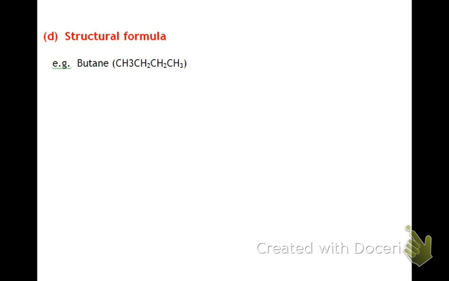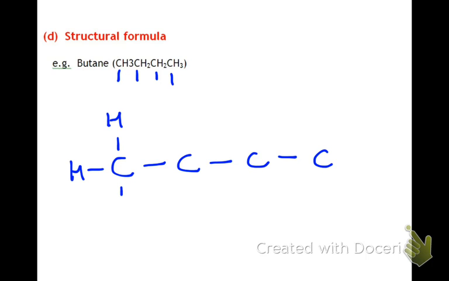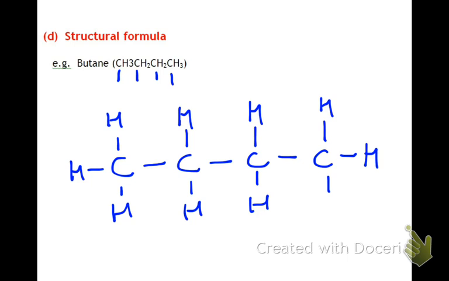Butane's another good example of this. If we had to draw butane, it's got 1, 2, 3, 4 carbon atoms, so we can just draw them in a straight chain. There are 4 carbon atoms, and the first carbon's got 3 hydrogens around it, the second has got 2, the third also 2, and then the end carbon again has got 3. And that's how you would commonly see a representation of butane.